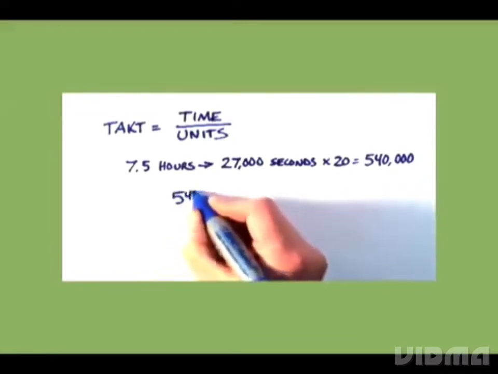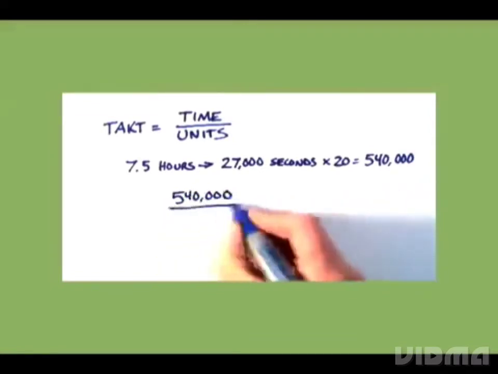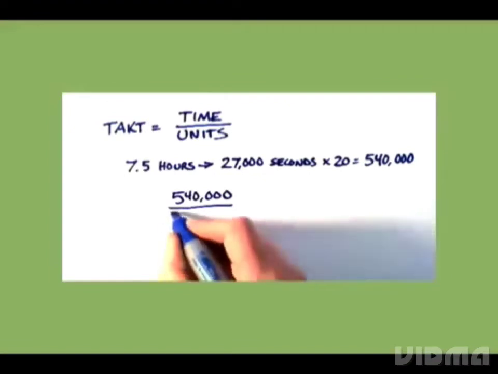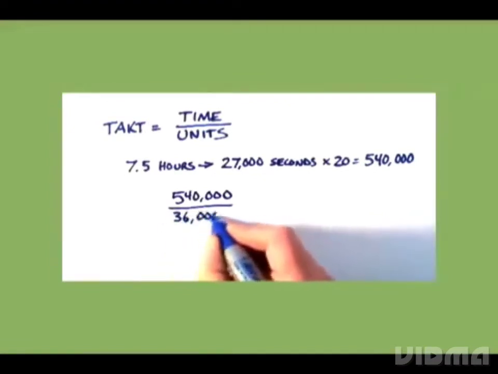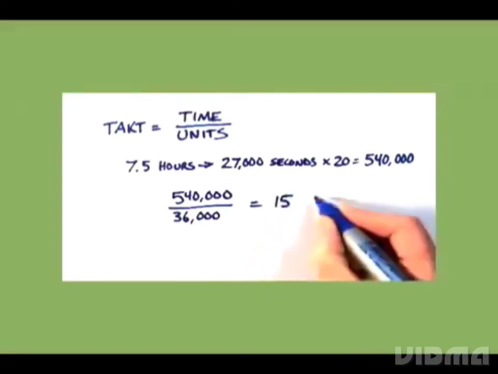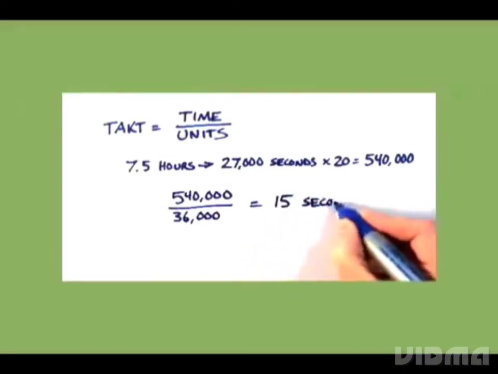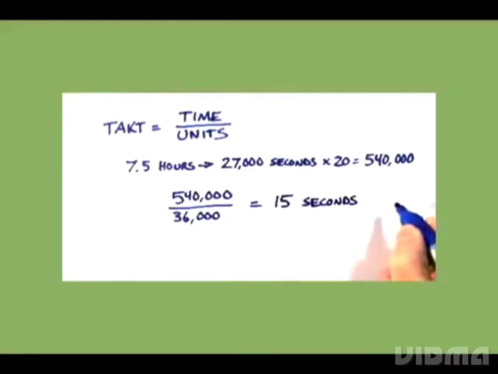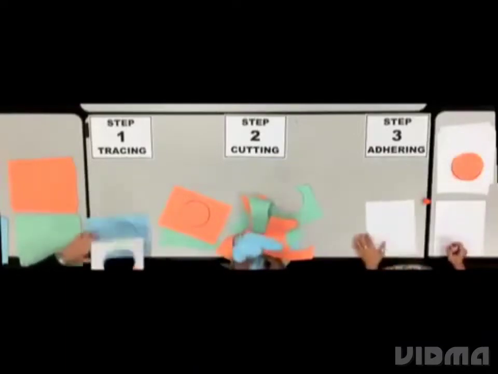To get takt time, we need to divide 540,000 seconds by the number of units ordered, or in this case, 36,000. When we do that, we get the takt time of 15 seconds per unit. This company will need to produce 1 unit every 15 seconds during their 7.5-hour shift to meet their customers' demand. Now let's watch the process to see how we do.